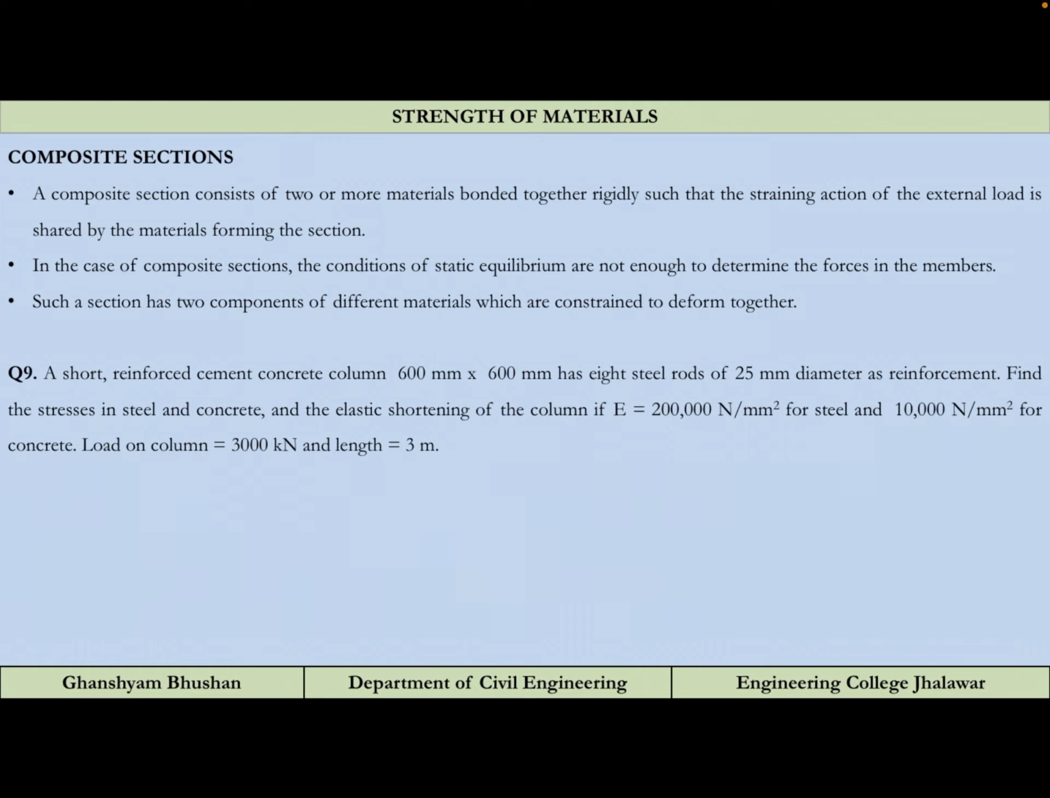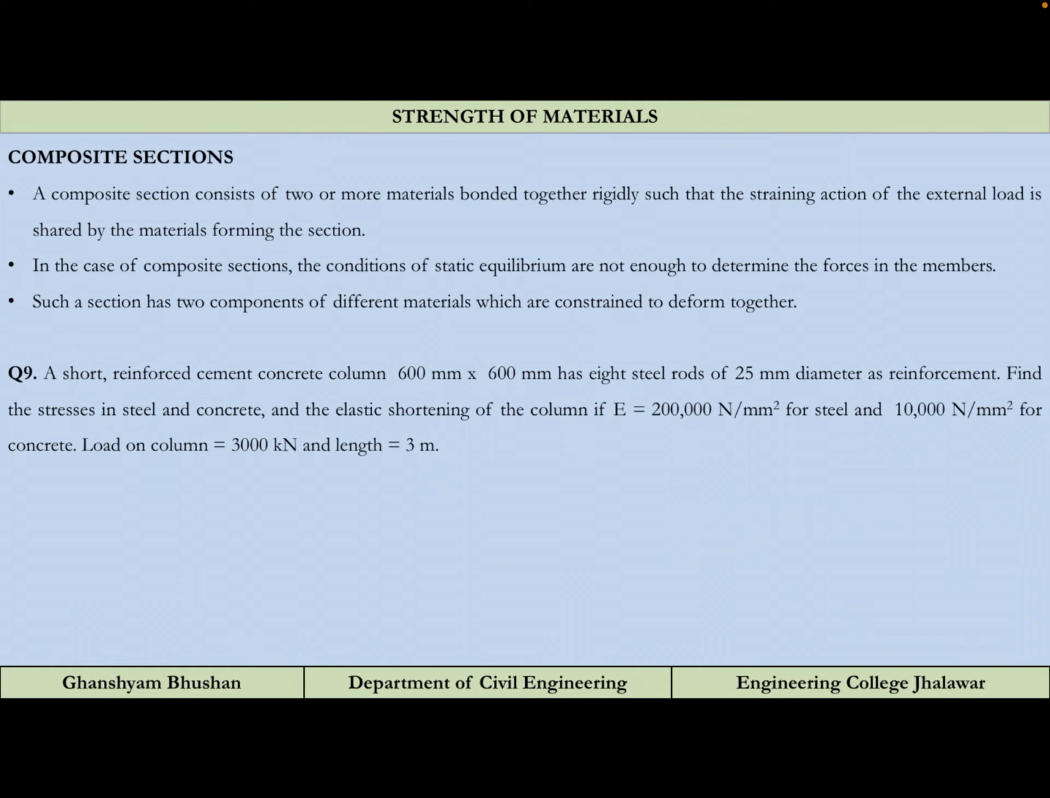In the case of a composite section, the condition of static equilibrium is not enough to determine the forces in the members. Such sections have two components of different materials which are considered to deform together. So the equilibrium condition alone is not enough, and we need a different kind of equation. That equation is termed the compatibility equation. Compatibility means they will be straining together, or in other words, the corresponding deformation will also be the same. Clear? So let us try to understand in a clearer way with the help of this example.